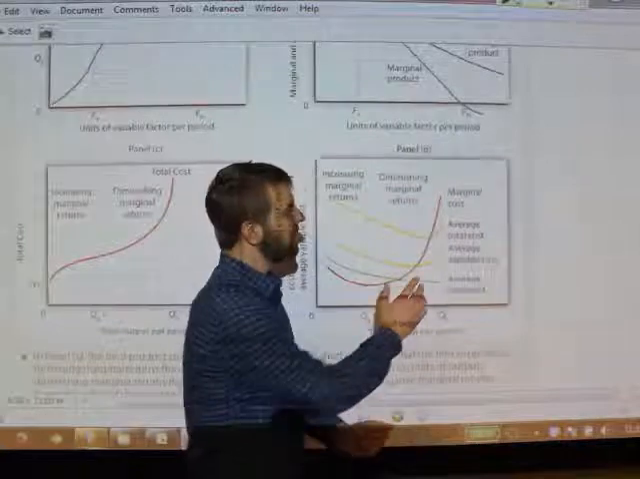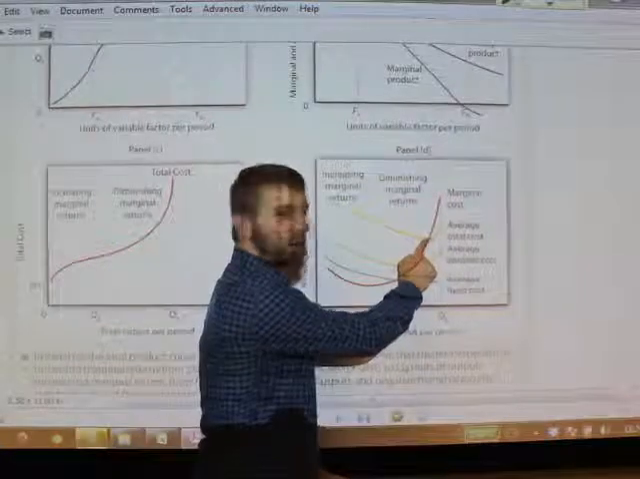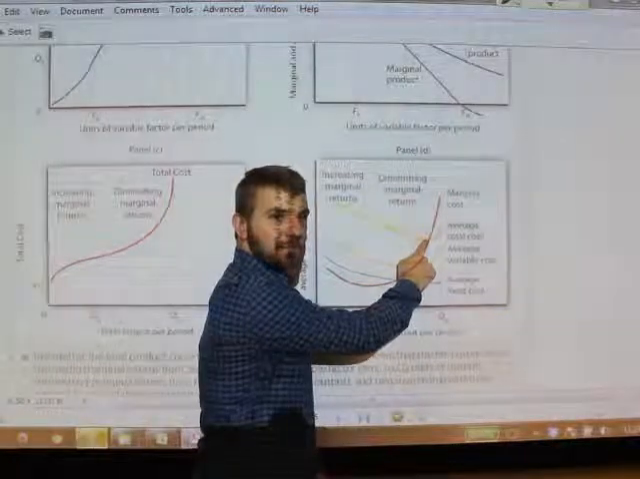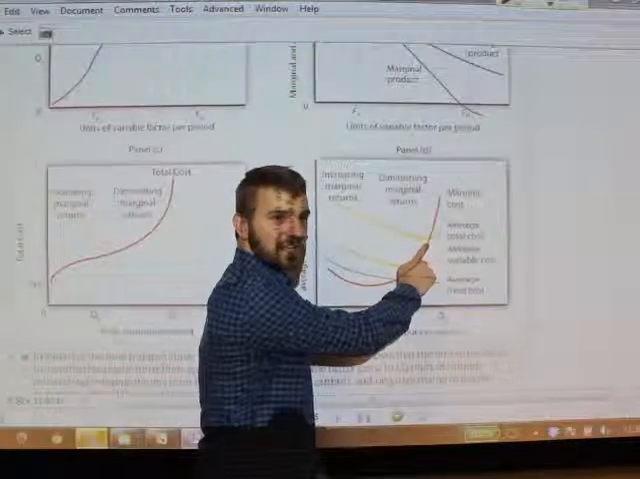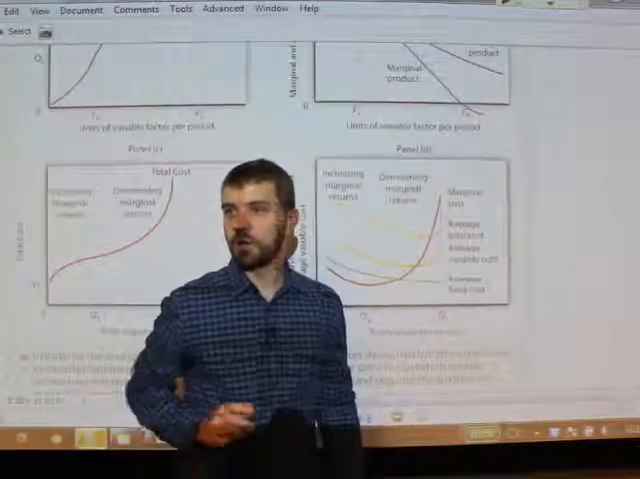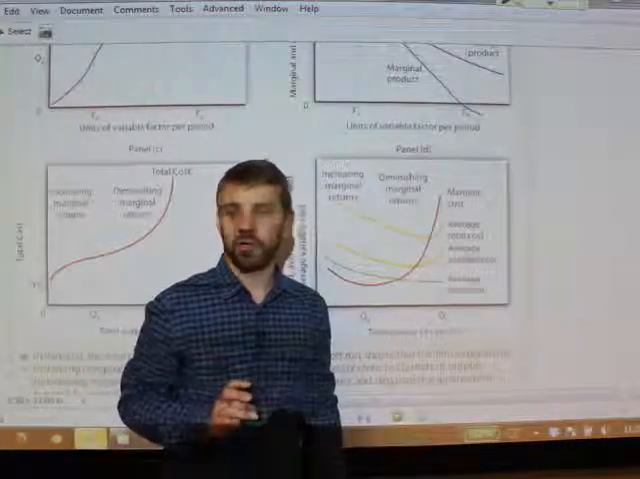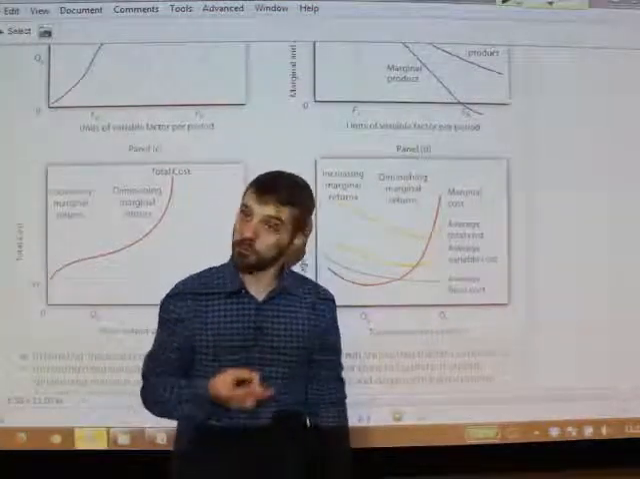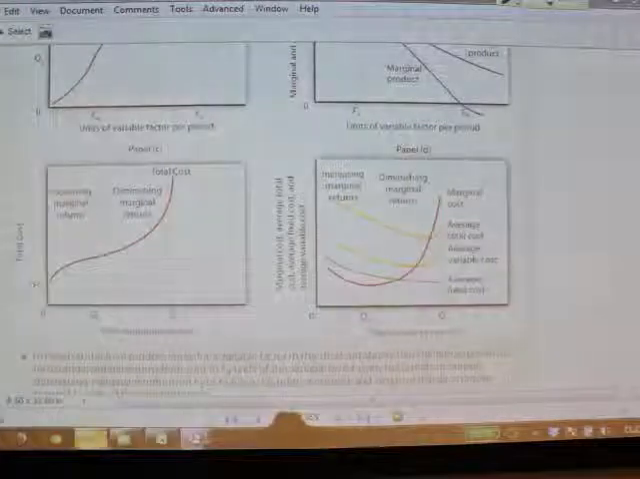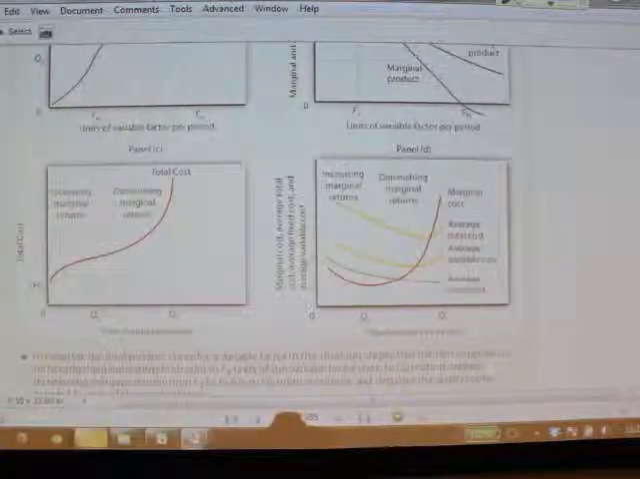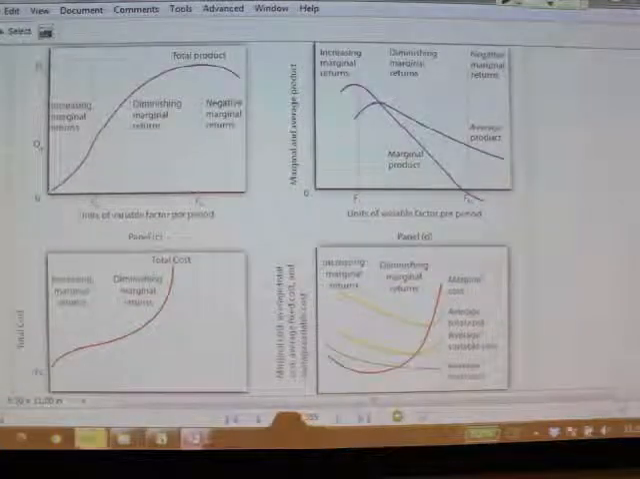In other words, average total cost is at a minimum where these two curves intersect. That's an important point. When marginal cost and average total cost intersect, average total cost is at a minimum. That's an important point to remember for this chapter and for subsequent chapters. Now, the reason for that, again, is a mathematical fact.